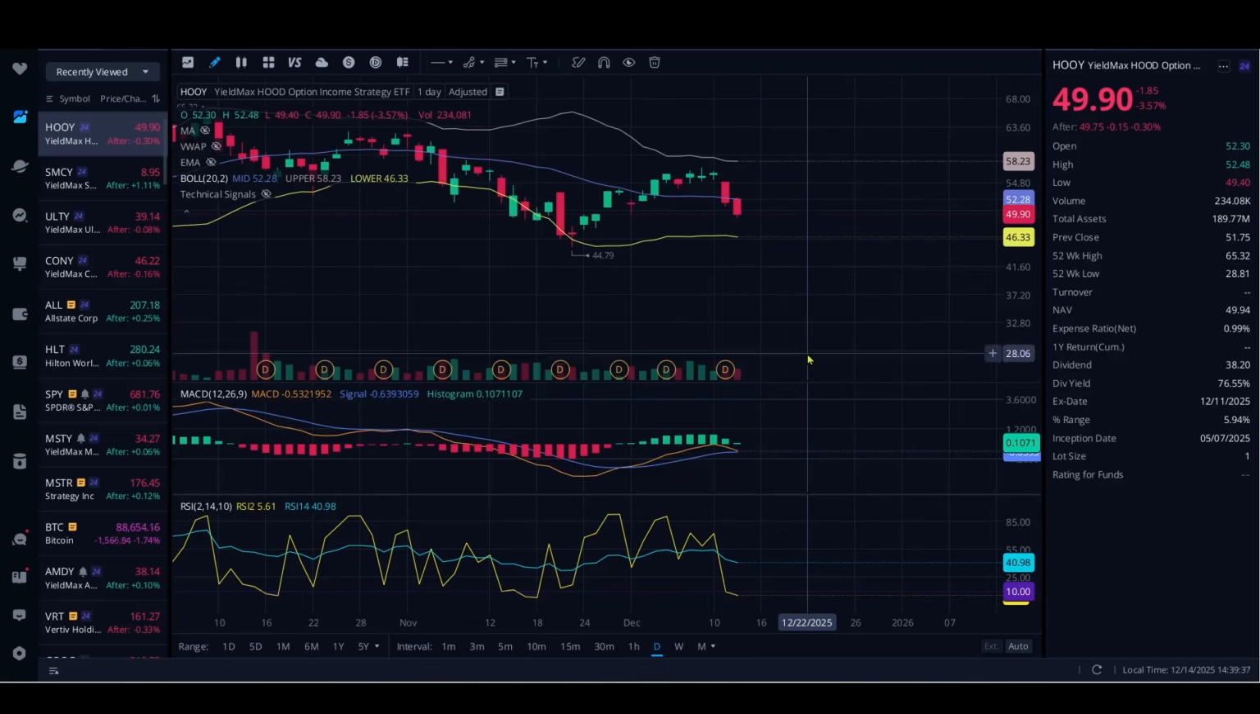But for HOOY here, I'm basically going to use that same method, and I'm looking for the candle to be under the midpoint of that Bollinger Band.